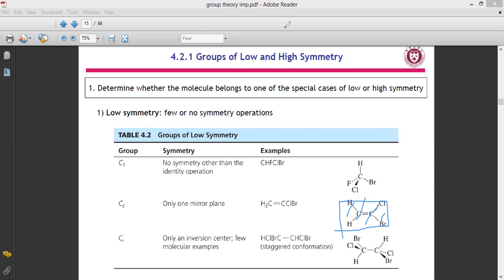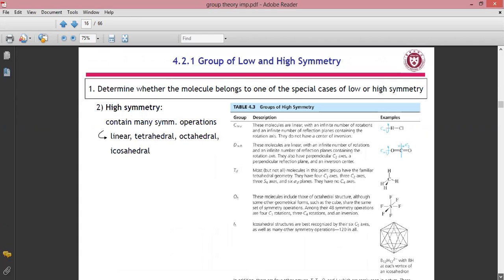Okay. Second example. Next example is this. When you see the next example, only the inversion center is present. Only the inversion center present. Because in these examples you should remember, because these are certain examples in which there is no symmetry.